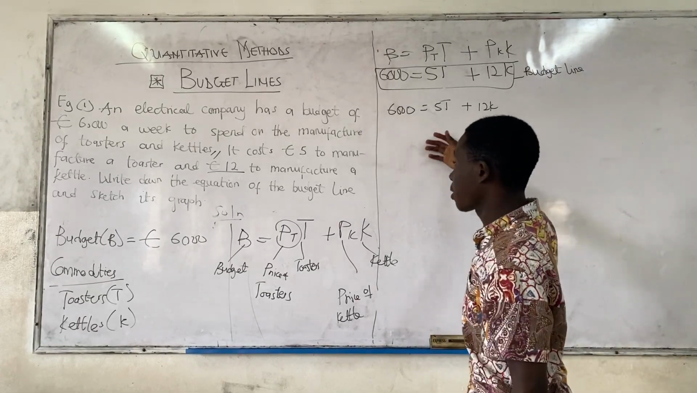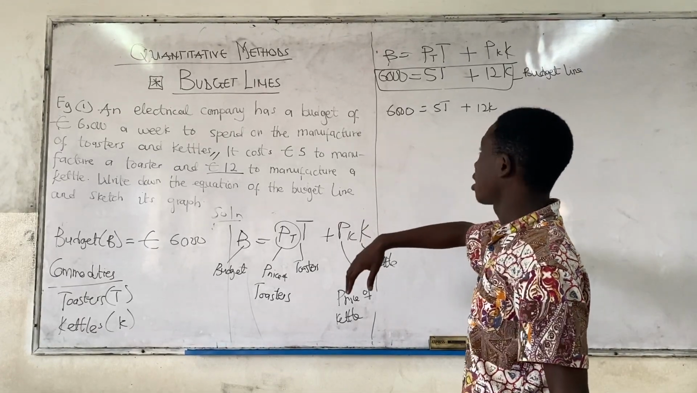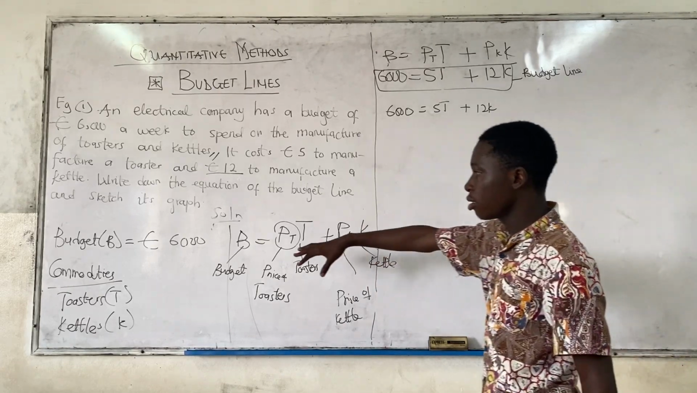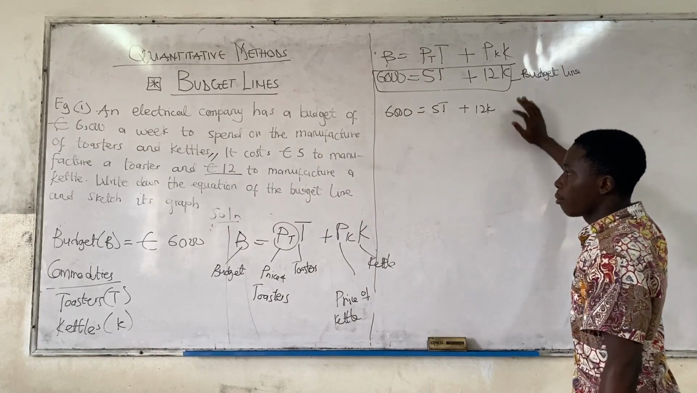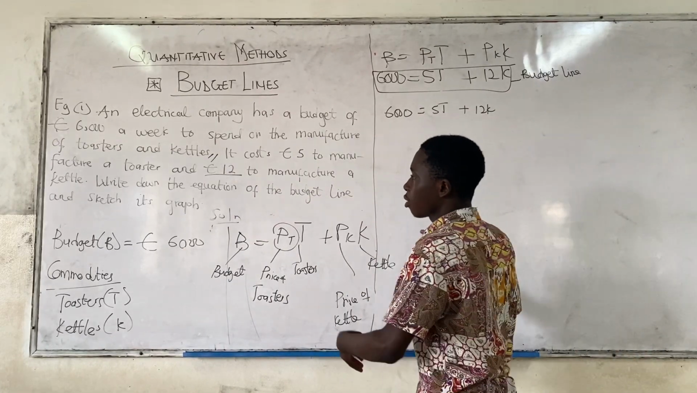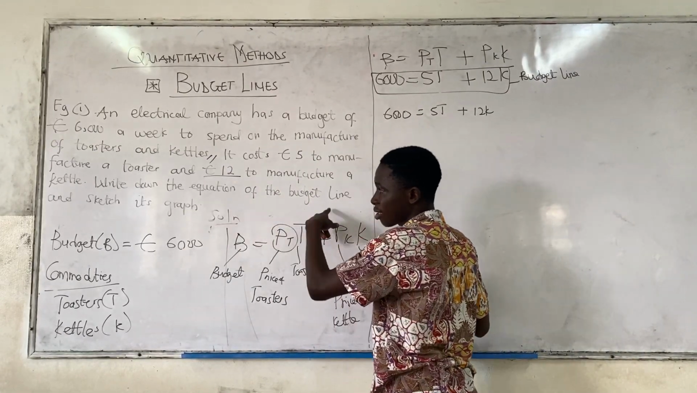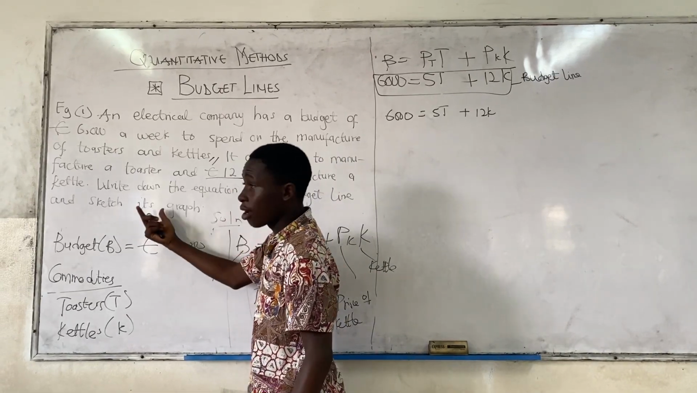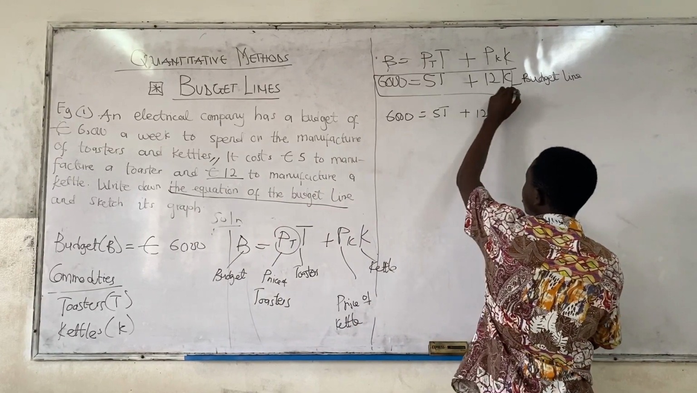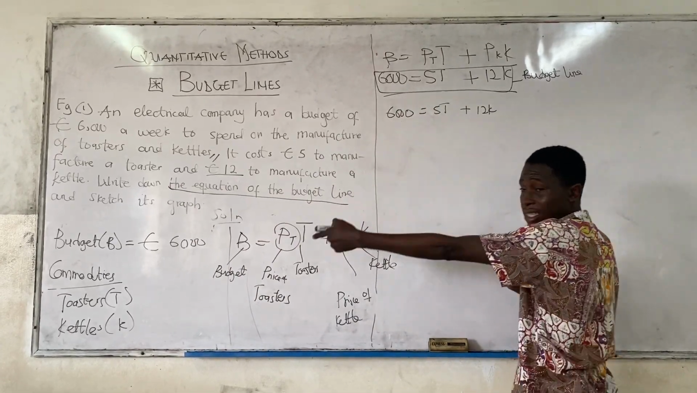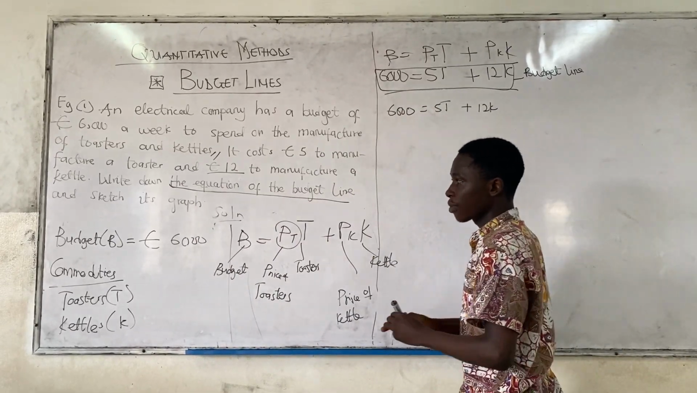So from this side, you can identify that based on what you've done so far, this is the budget line that you got. But from the question, you are saying to write down the equation of the budget line and also sketch its graph. So write down the equation of the budget line. This is it. This is the budget line you were asked in the question. And you're also asked to sketch its graph.